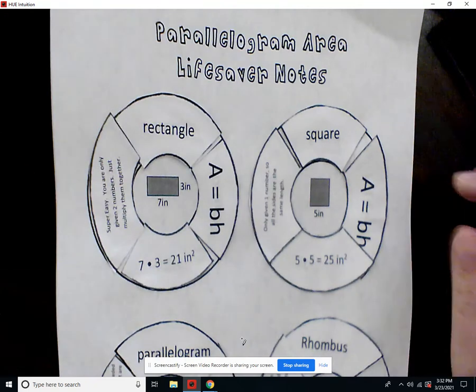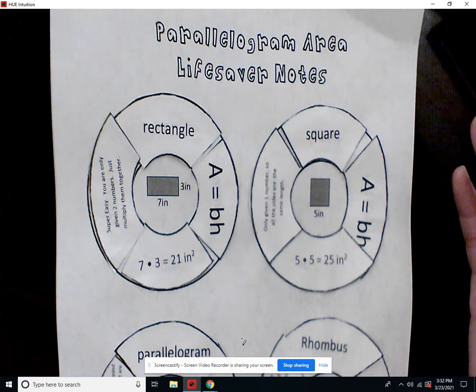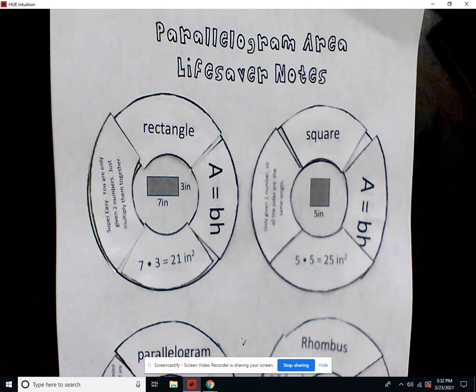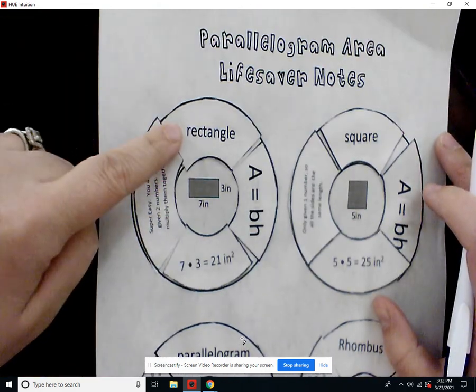Today's notes, we're going to go over parallelograms and their areas. So a parallelogram, they're considering it a four-sided figure, not just a regular parallelogram. There's other shapes that fall underneath that. So the first one we're going to talk about is a rectangle.